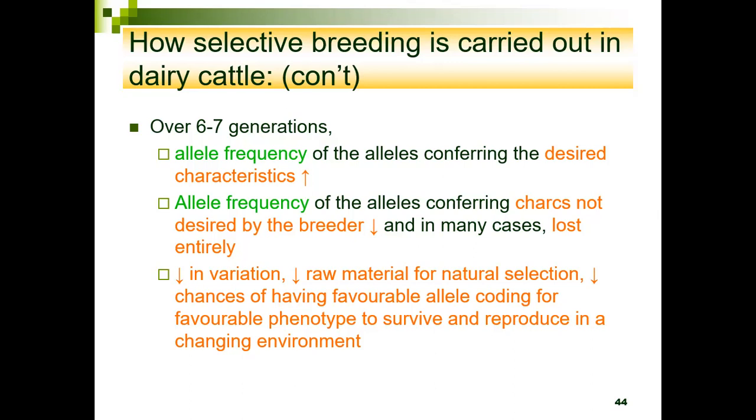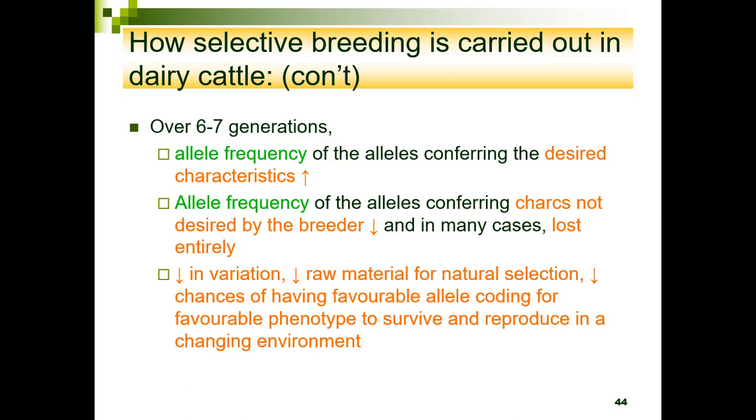So this is what I mean: when variation decreases, the raw material that's there for natural selection will decrease, so that whenever there's a change of environment, the original favorable allele is no longer favorable. Whatever the rest are favorable, they're already lost. Already lost, right? So therefore, they cannot survive so well and they cannot reproduce so well in the changing environment. So there's a decrease in the chance of having a favorable allele coding for a favorable phenotype to survive and reproduce in the new environment that's different.